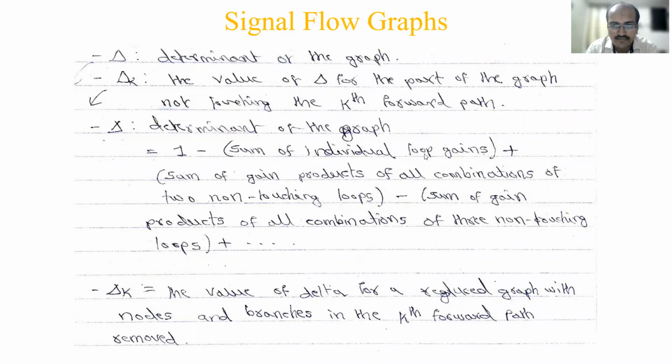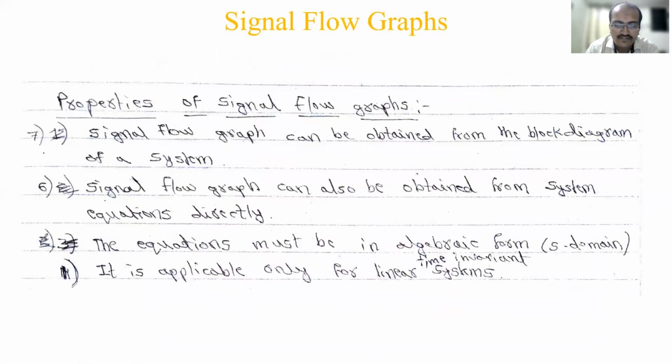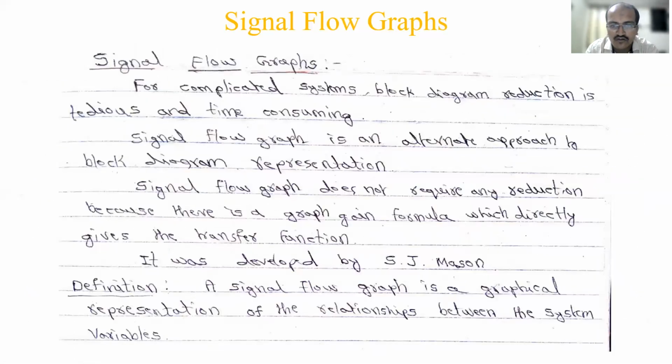Only 4 minutes of time is there, so we will discuss that tomorrow. Now let us quickly recall what we have discussed today. We started with the alternate representation to block diagram reduction, which is the signal flow graph. It was developed by S. J. Mason, who gave the graph gain formula, so there is no need to draw the reduction picture every time; just use the formula and solve. A signal flow graph is a graphical representation of the relationship between system variables: input, output, and intermediate variables.